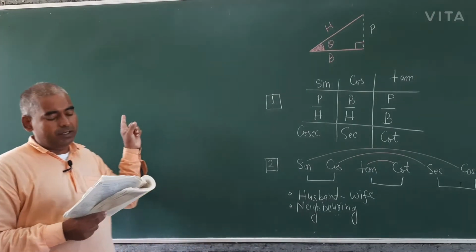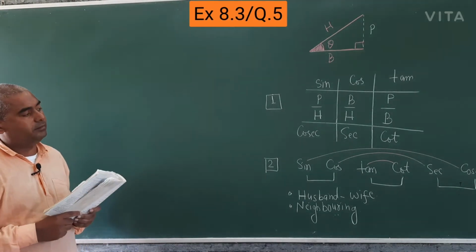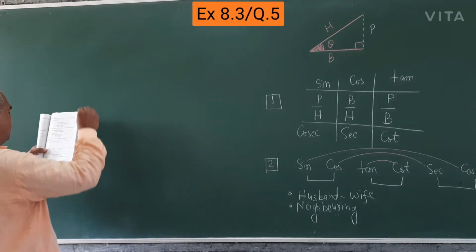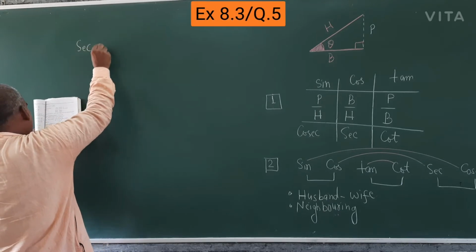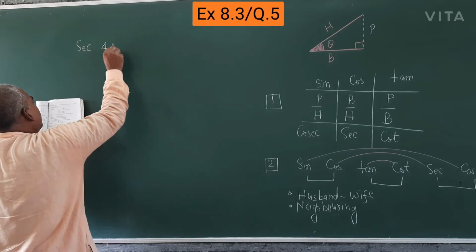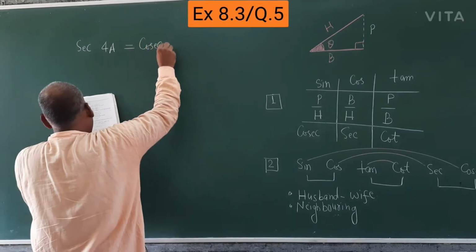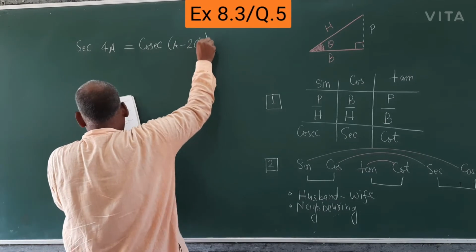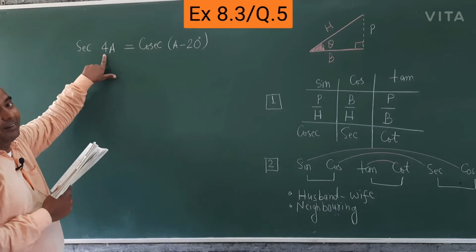Exercise 8.3, question number 5. In question number 5 it is given, if sec 4a equals cosec (a minus 20 degree), where 4a is an acute angle.